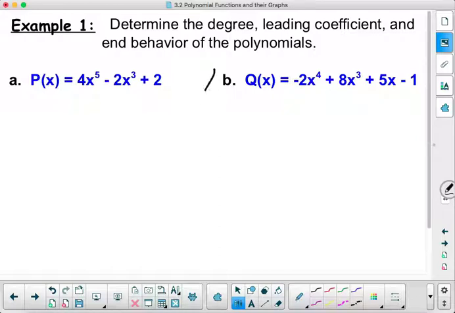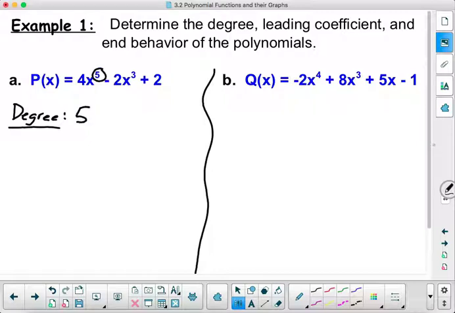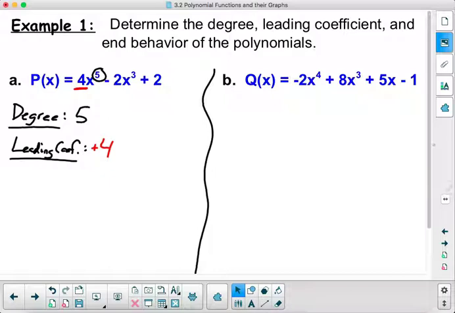Hopefully you had a chance to look at it and do this. So if I asked you these questions, what's the degree of the first one? Well, the degree is the biggest power. In this case, it's a degree of 5. So that means I'm going to have 5 branches. I'm going to have 4 extreme points, up to 5 zeros, maybe 3, maybe 1. What might be my leading coefficient? It's actually going to be the number in front right here, and that's a positive 4. Now, based upon just those two things, what's the end behavior going to be?